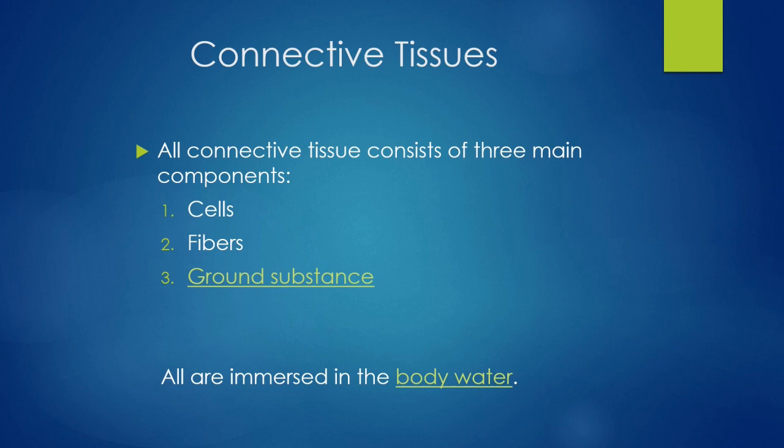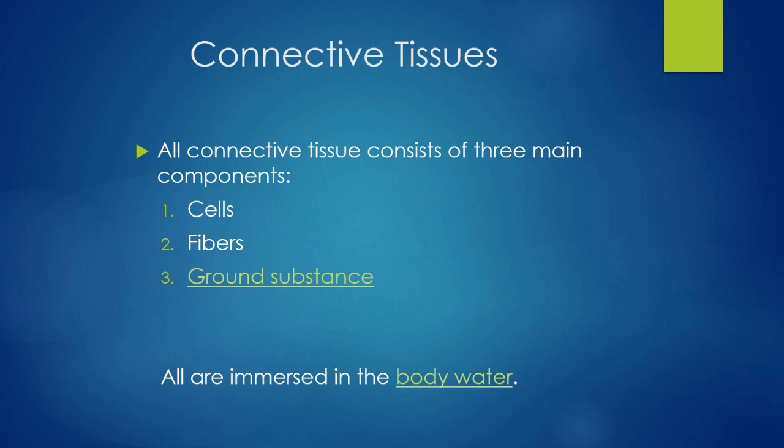So, for example, if we consider two connective tissues, say, for example, tendons and perhaps bone, well, both of those are connective tissues. They both derive from the embryonic mesoderm, and both of those connective tissues each contain cells.